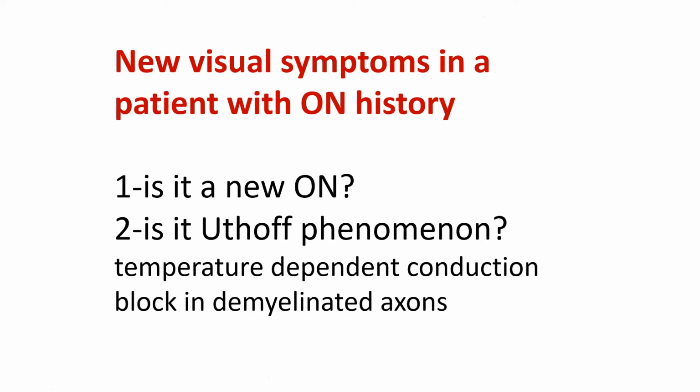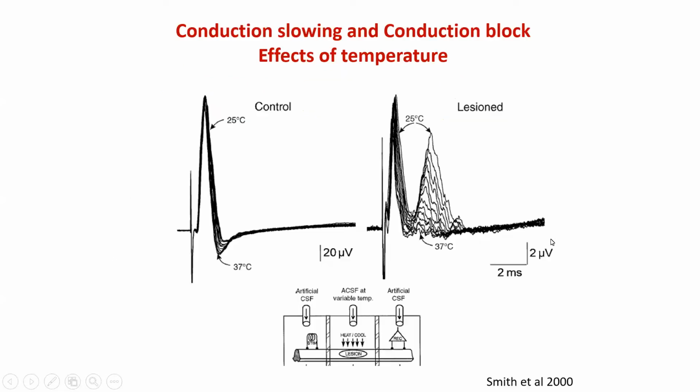But we can still use the standard VEPs to answer some basic questions, especially in our everyday practice, being also much faster and less expensive and more widely diffused compared with multifocal VEPs. For example, we might have a question in case of a patient with new visual symptoms, but with former and previous optic neuritis. Is this a new optic neuritis, or is this, for example, Uhthoff phenomenon due to summer heat?